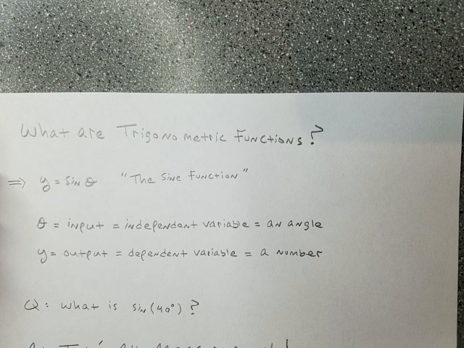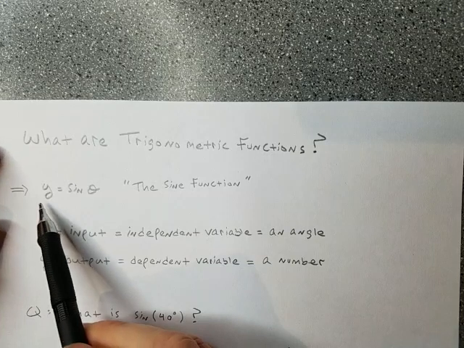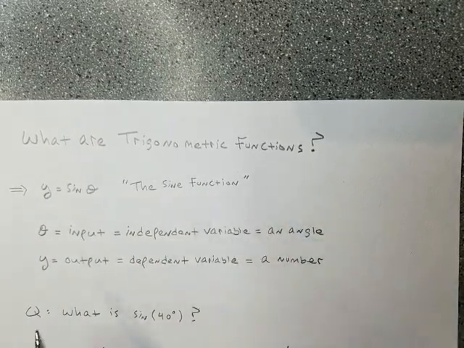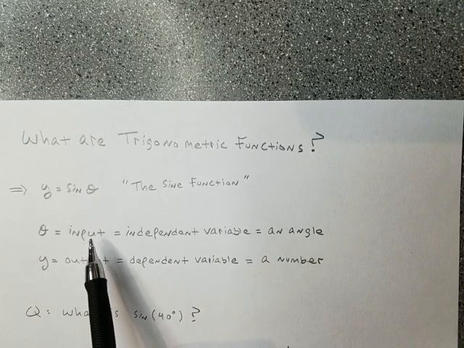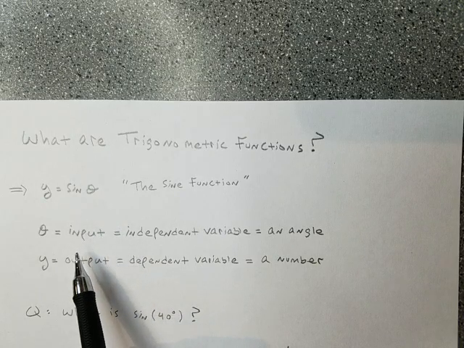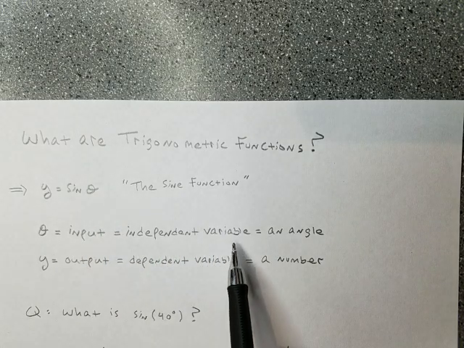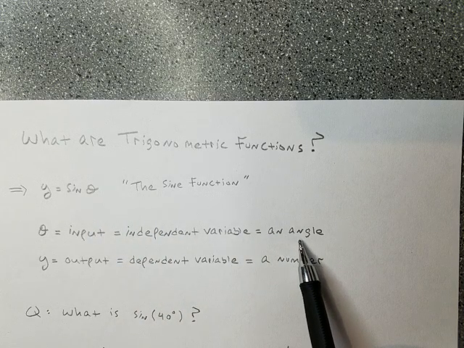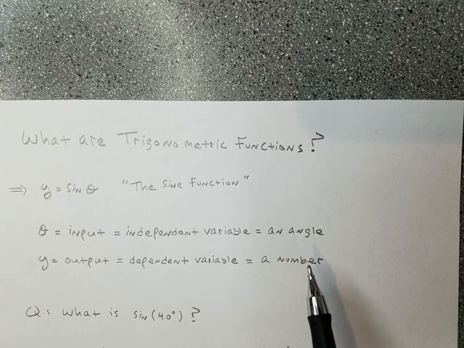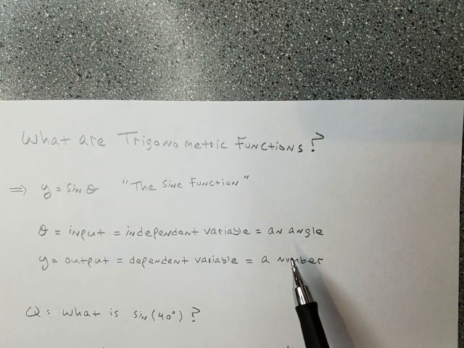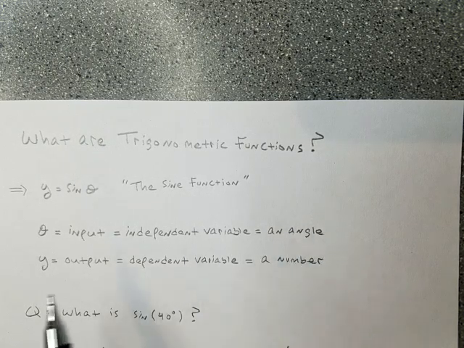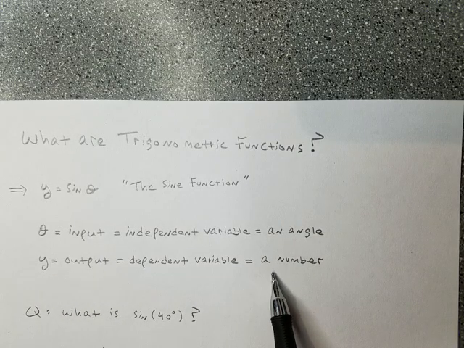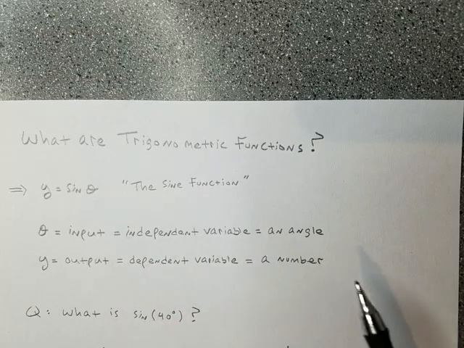So I wanted to think about it like this. If I said y is equal to sine theta, you could call that the sine function. And theta is the input of the function. Every function I can think of has an input, an independent variable. And in the case of the sine function, that input is an angle, all right? And then a function is an input and an output together, and y is the output, also known as the dependent variable, and that will be a number in the case of the sine function.